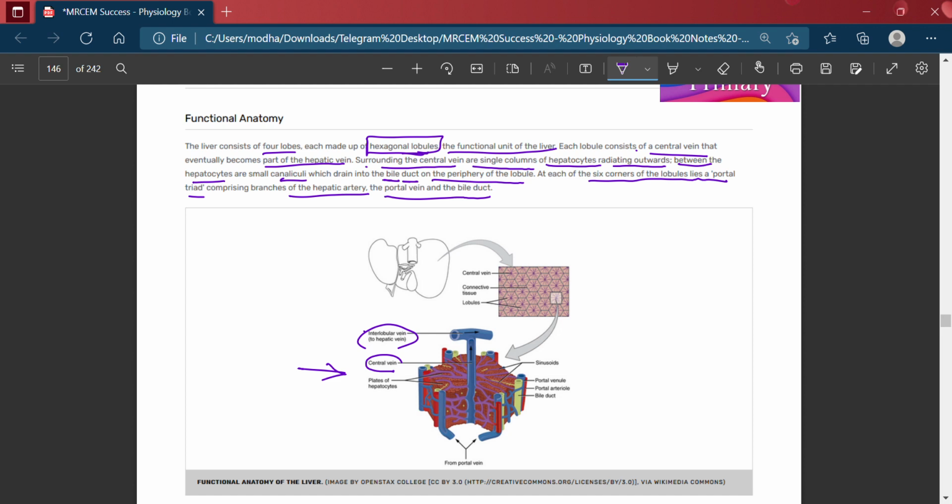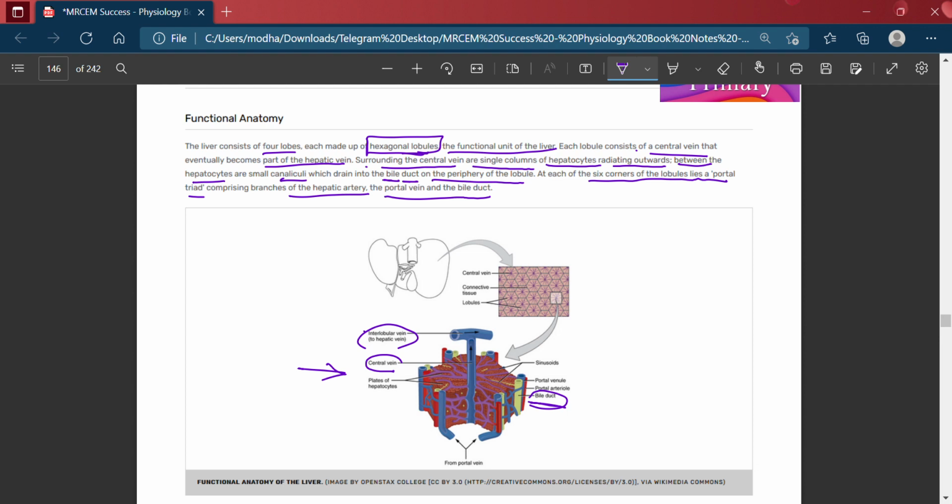Between the hepatocytes, this is the hepatocyte, are small canaliculi which drain into the bile duct on the periphery of the lobule.